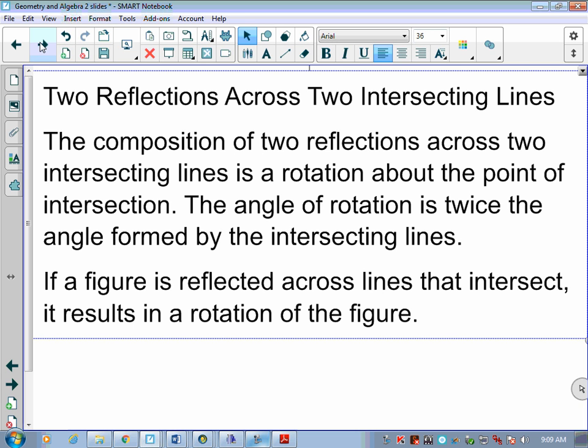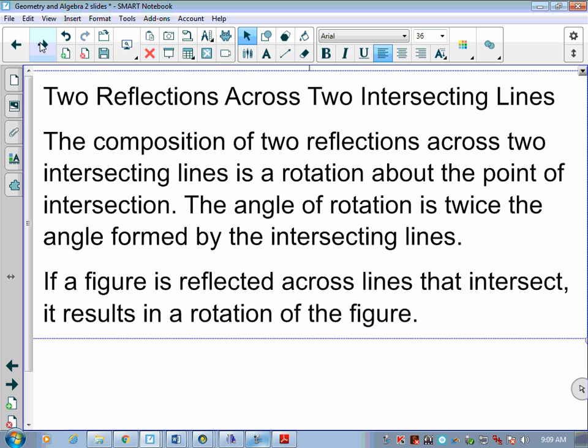Two reflections across two intersecting lines. If I've got two lines that cross, and I want to reflect across one line and then the other, the composition of two reflections across two intersecting lines is a rotation about the point of intersection. Not necessarily the origin, just where those two lines cross. The angle of rotation is twice the angle formed by the intersecting lines. If a figure is reflected across lines that intersect, it results in a rotation of the figure. We'll see this as we start to work out some questions.